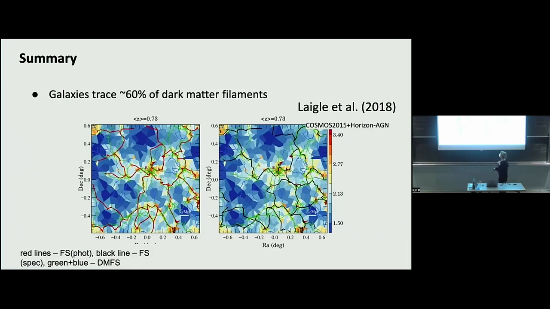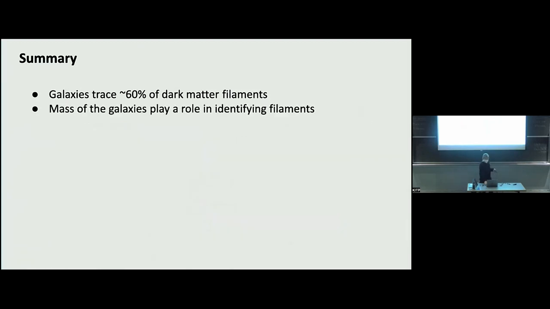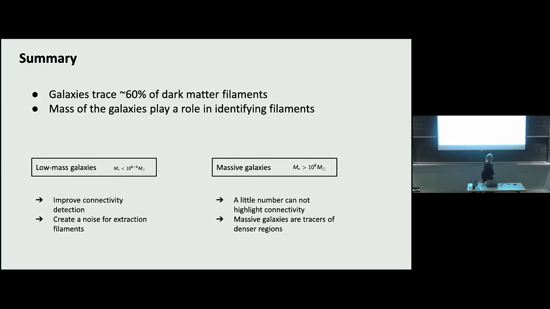So we see that extraction of the filaments can be affected by properties of the galaxies. And properties of the galaxies play a role in the identification of filaments. And mass probably plays the biggest role, because low mass galaxies can improve connectivity detection, but for large scale identification they create noise for extraction, since they can appear in the filaments, the clusters and the voids.